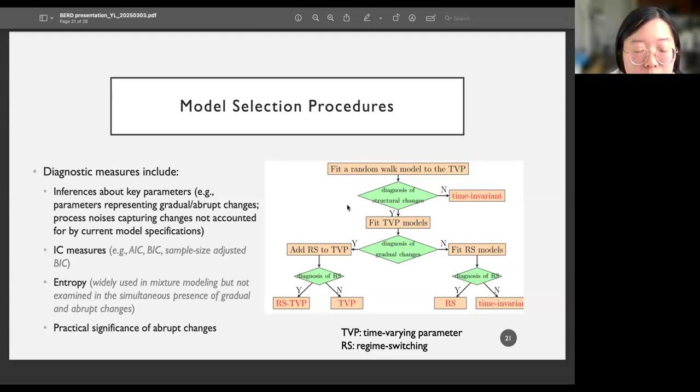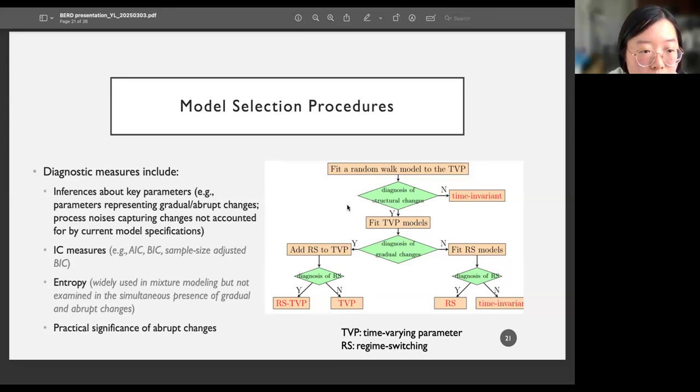So here we propose some diagnostic measures. The first is the inference about some key model parameters. In the model presented before, there are some key model parameters that represent the features that we are interested in, such as the slope parameter in the growth curve model, which captures the over-period changes, and also gamma in the regime switching model, which captures the sudden shifts. All those are parameters of interest that we want to look at, and we want to look at both the practical and statistical significance of those parameters to help guide our choice.